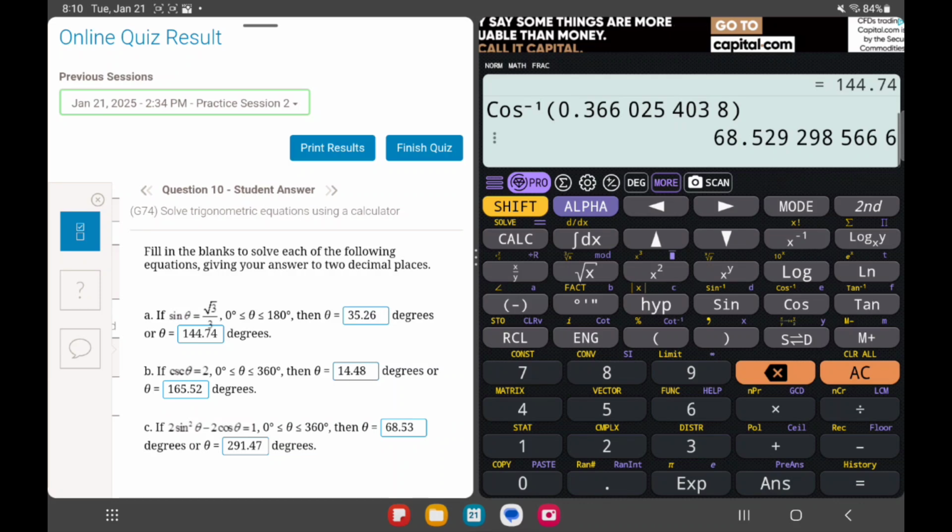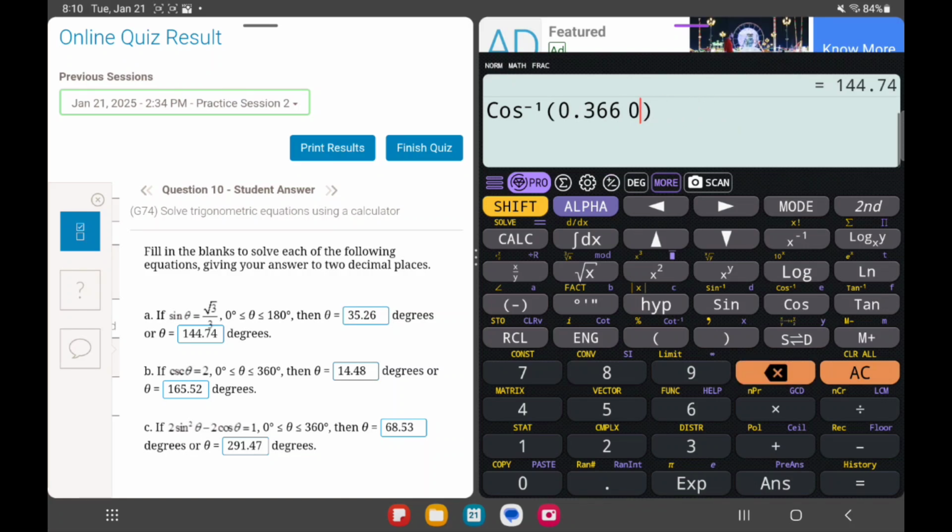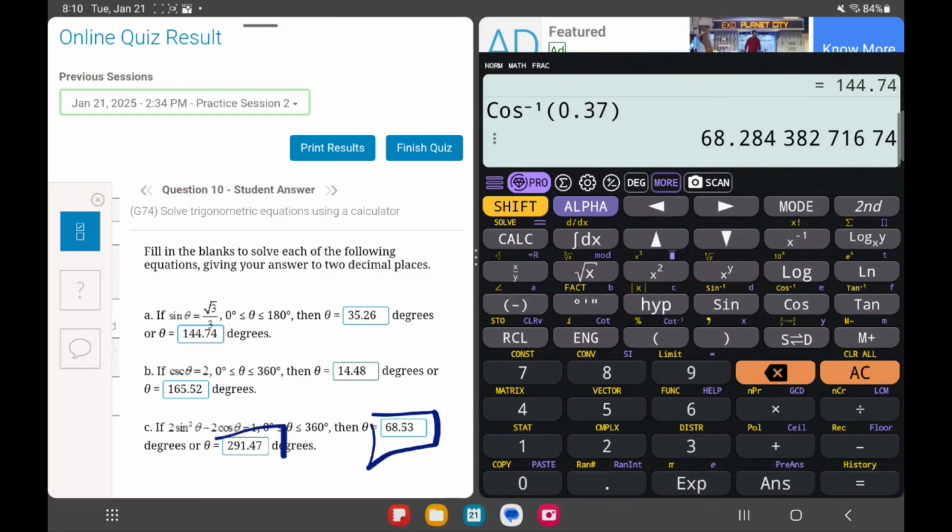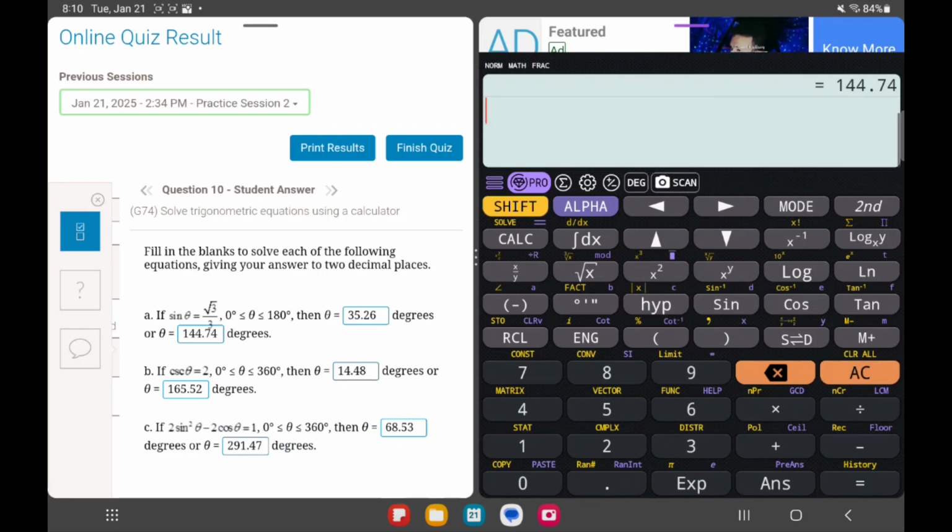Now let me show you how if you round it you'll get it wrong. Because if we round this number to 2 decimal places, 0.37, you get 68.28. That means you'll get this part of it wrong, and that means you'll get this part of it wrong. So let's go back to 68.53.